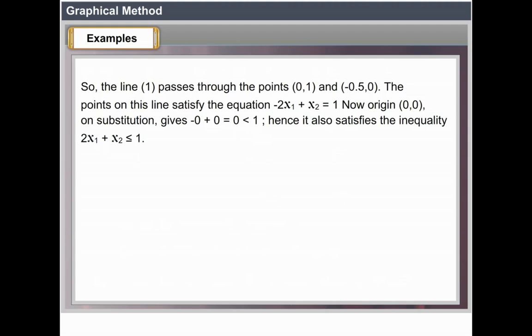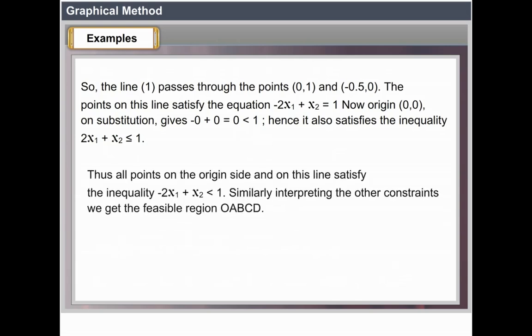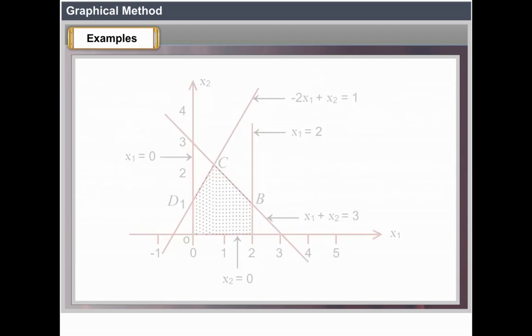Now the origin (0, 0) on substitution gives minus 0 plus 0 equal to 0, which is less than 1. Hence, it also satisfies the inequality minus 2x1 plus x2 less than or equal to 1. Thus all the points on the origin side of this line satisfy the inequality minus 2x1 plus x2 less than 1. Similarly, interpreting the other constraints, we get the feasible region OABCD. The feasible region is also known as the solution space of the linear programming problem. Every point within this area satisfies all the constraints.